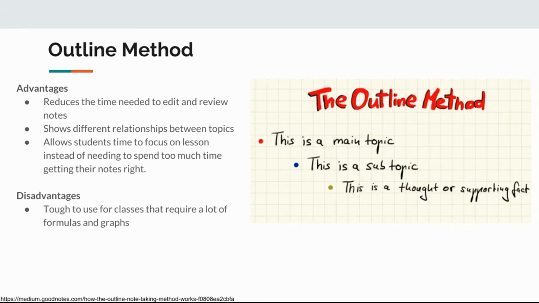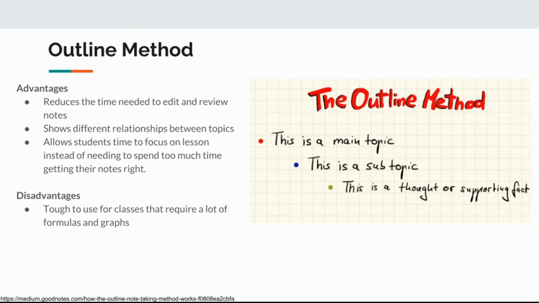So the outline method is good because it reduces the time needed to edit and review your notes. It shows different relationships between topics, and it allows you to focus on the lesson instead of spending too much time getting your notes right. So it's easy to use and doesn't require a lot of thought.